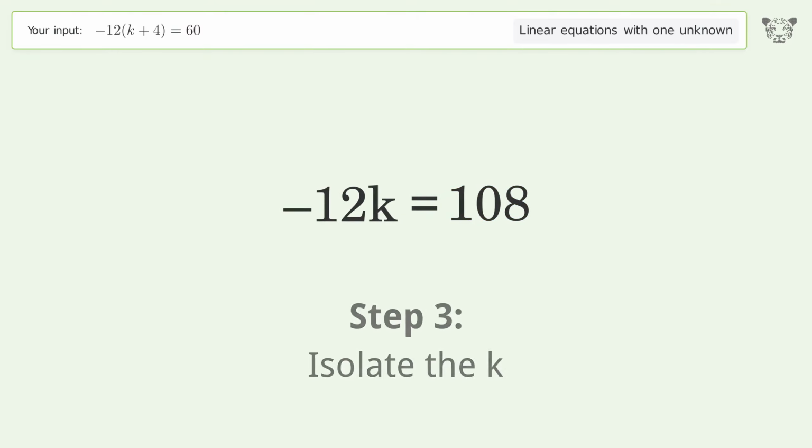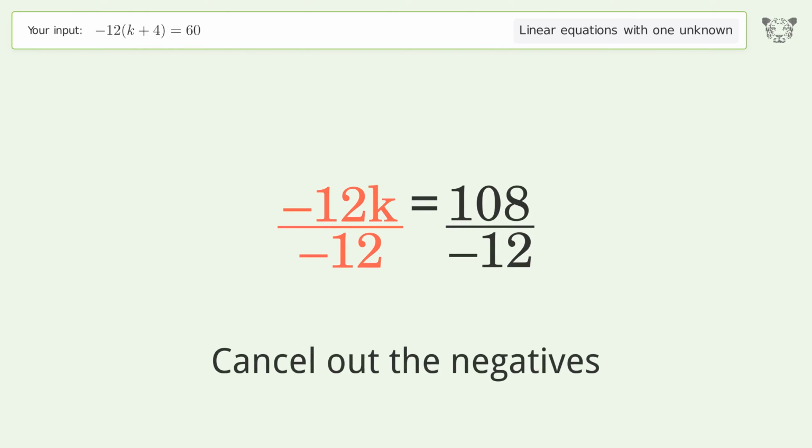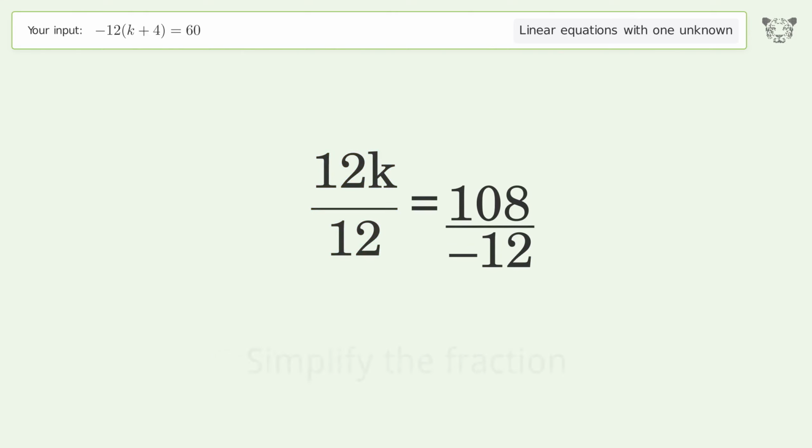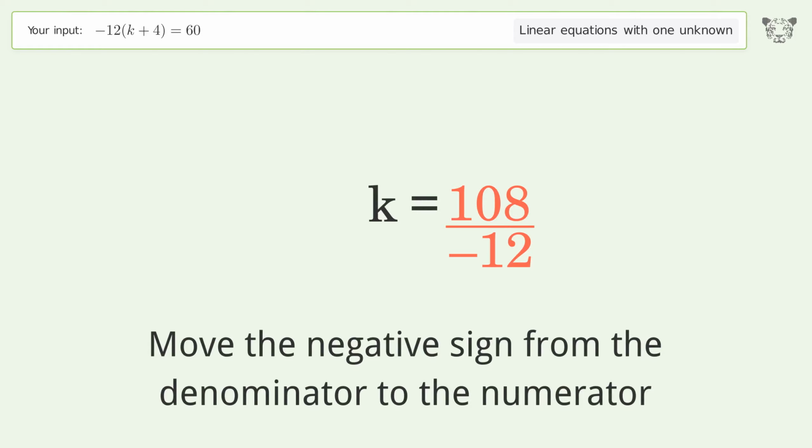Isolate the k. Divide both sides by -12. Cancel out the negatives. Simplify the fraction. Move the negative sign from the denominator to the numerator.